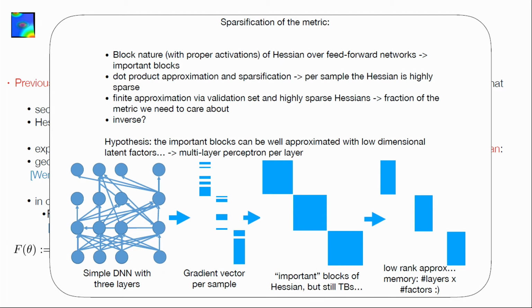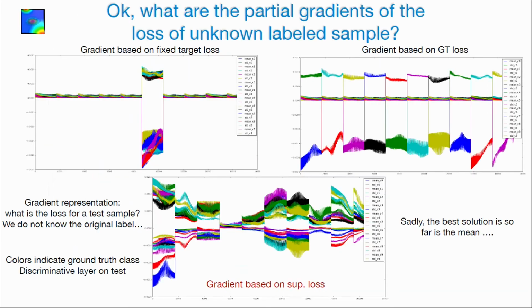So originally it's very blocky, but we know that this transformation can be a low rank approximation. So that means that we will transform this part with a small rank, small block. So at the end, we will have layer times factor normalization, which is much smaller than the 400 terabytes.